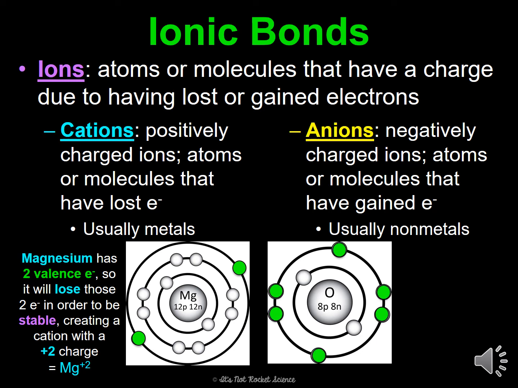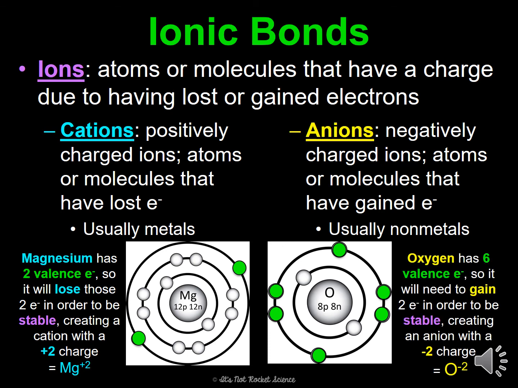Highlighted, we have our 6 valence electrons. In order to be stable, it needs to have 8 in there. So since 6 is closer to 8, we're going to gain those 2 electrons from 6 to 8. Because we're gaining, you're going to take the opposite, and that's going to be negative 2. So creating the anion with a negative 2 charge would make it oxygen negative 2.